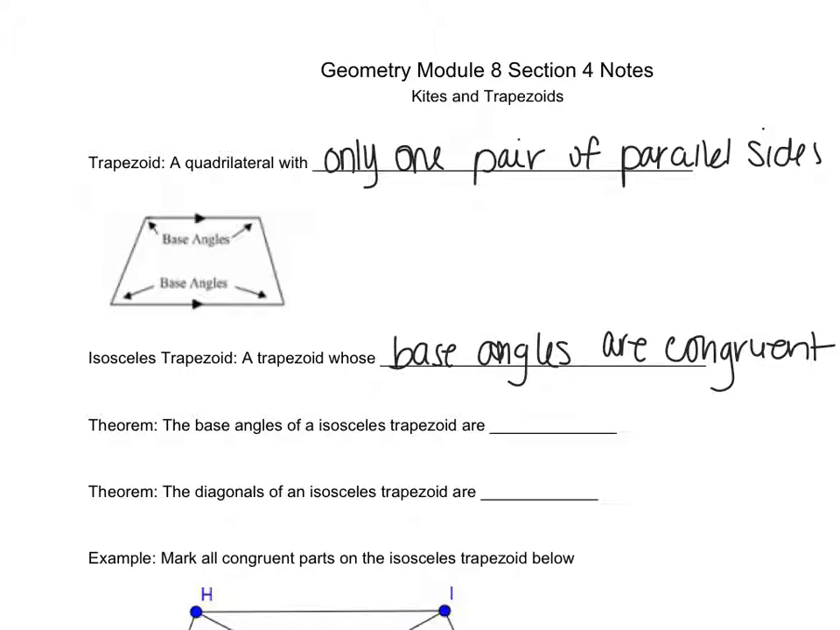So if we're looking at our trapezoid here, we have our pair of parallel sides. The base angles are the pair of angles at the bottom, which would then be congruent, and the pair of angles at the top, which would be congruent if it were an isosceles trapezoid.